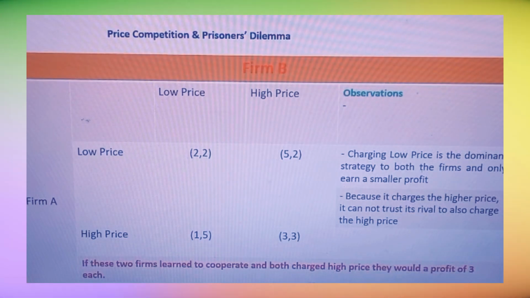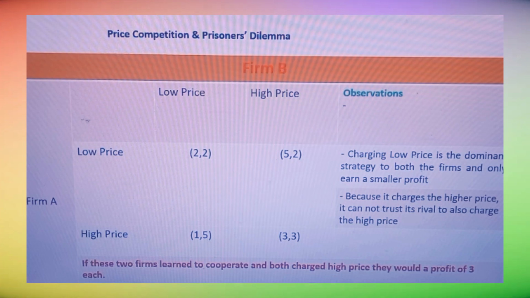The same prisoner's dilemma can be explained in a business situation. In business, we know that price rivalry is very intense in oligopoly markets. If one firm increases the price, the other firm will not increase the price. When one firm reduces the price, all other firms will reduce the price. That kind of price rivalry and competition is seen in oligopoly markets. So how do we explain this prisoner's dilemma by taking the example of firm A and firm B?